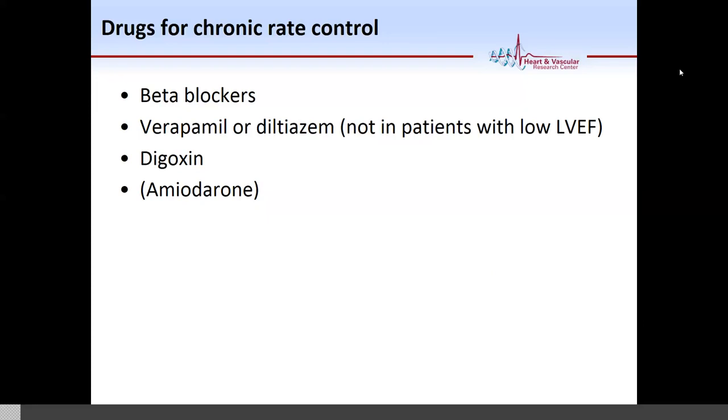I have one patient in my whole practice who's on amiodarone for just rate control. And the reason she's on it is the very, very bad right ventricular heart failure that she has, and she just didn't tolerate a beta blocker or verapamil or diltiazem. She just didn't tolerate anything but amiodarone for rate control, and this actually worked for her. So, but it's not at the top of my list.